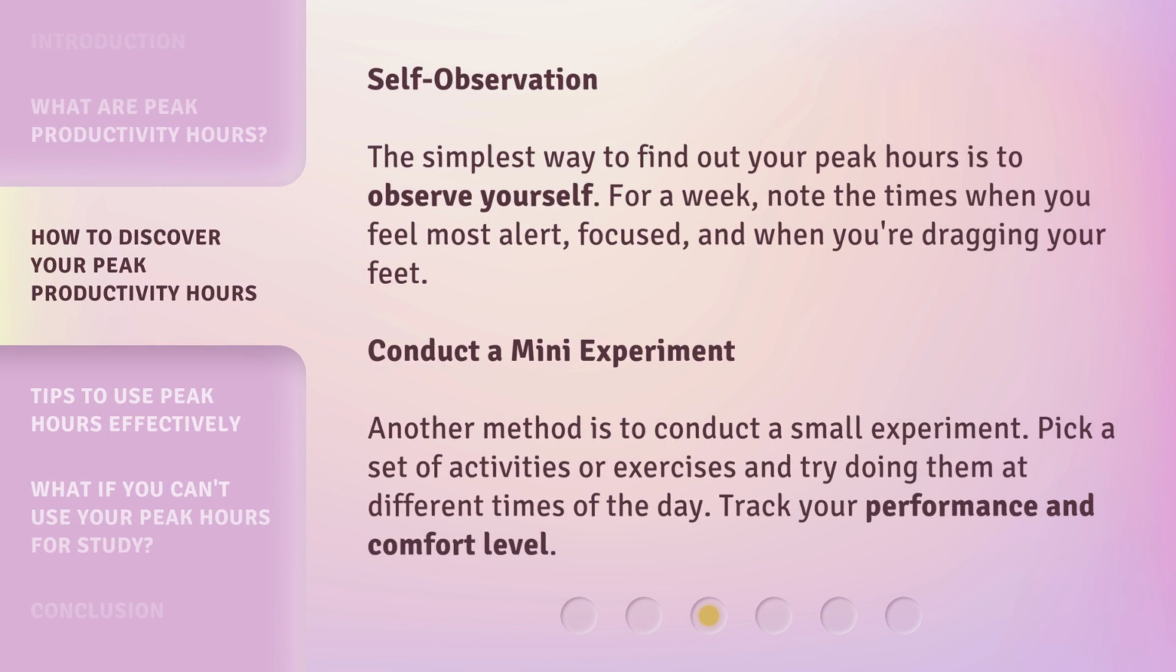Self-observation. The simplest way to find out your peak hours is to observe yourself. For a week, note the times when you feel most alert, focused, and when you're dragging your feet.